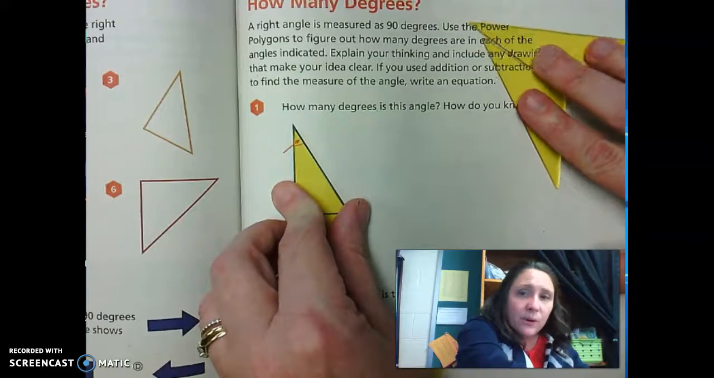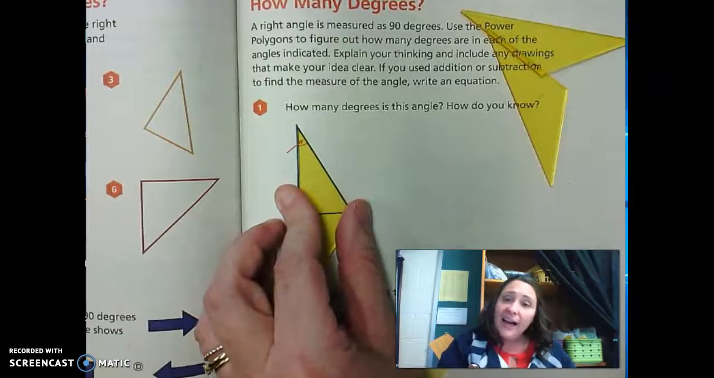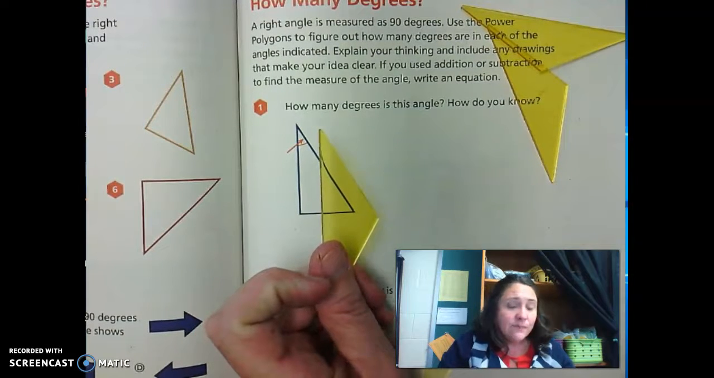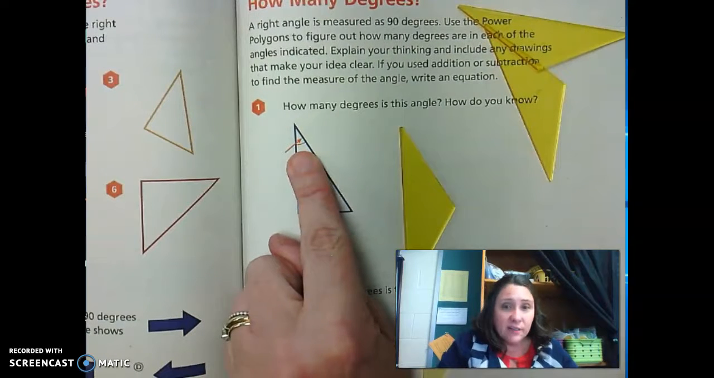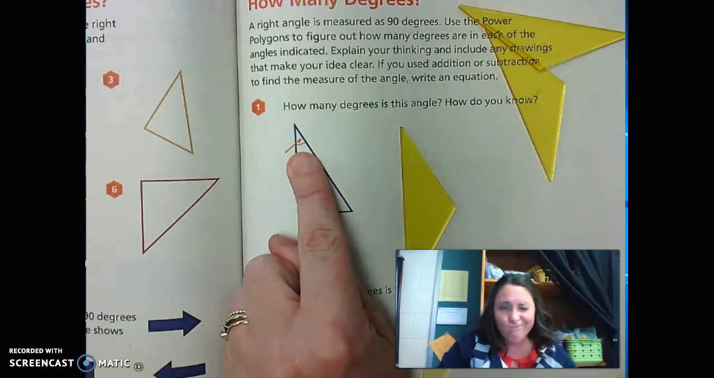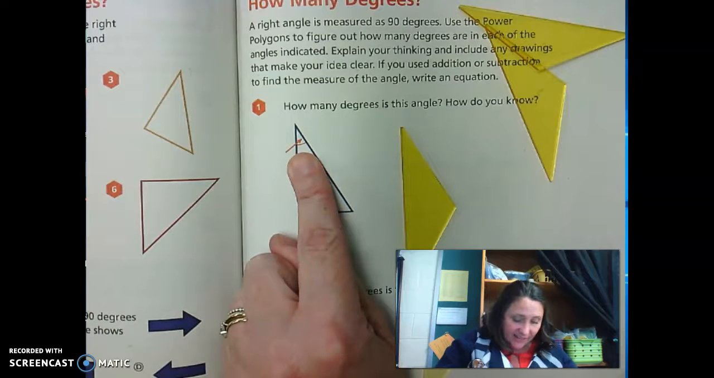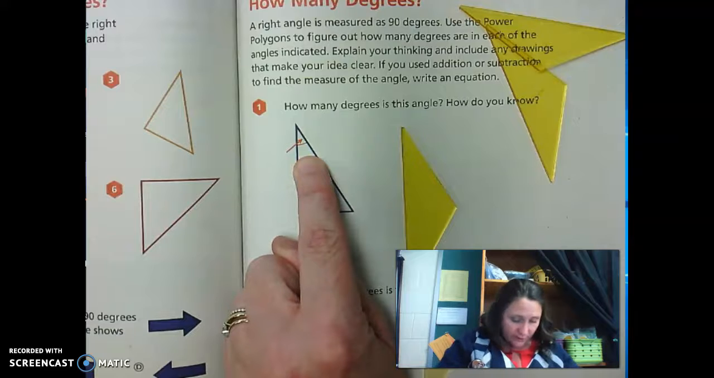So if 3 of these J's equals 90 degrees, and I only needed to use 1 of these J's, what does that let me know the measure is of this angle? If you said 30 degrees, that is exactly right. So this angle must measure 30 degrees.